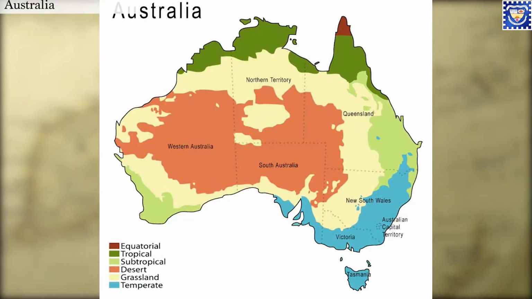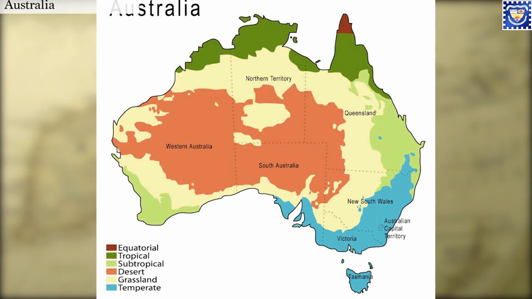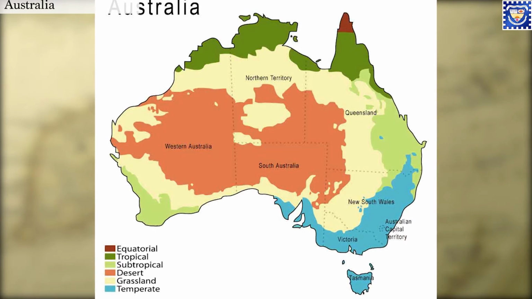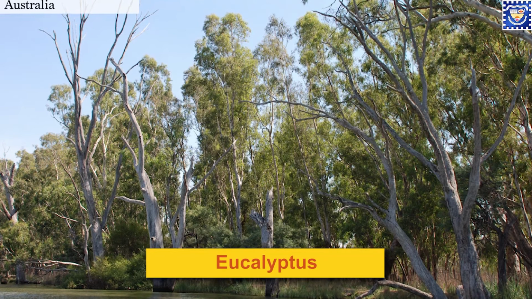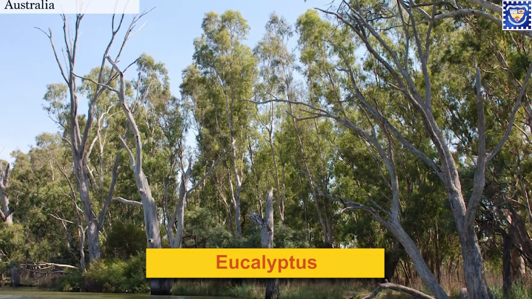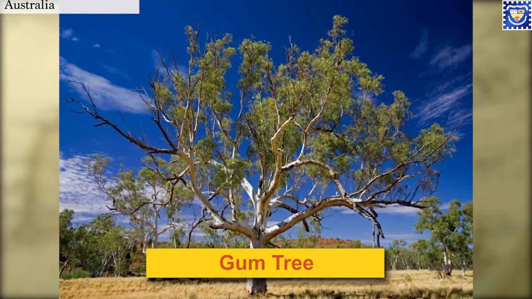Now we will know regarding the forest cover of Australia. Australia has tropical forest in the northeastern part and temperate forest in the Eastern Highland and parts of Tasmania. The eucalyptus tree is the most common form of tree found here, and it is also known as the gum tree.